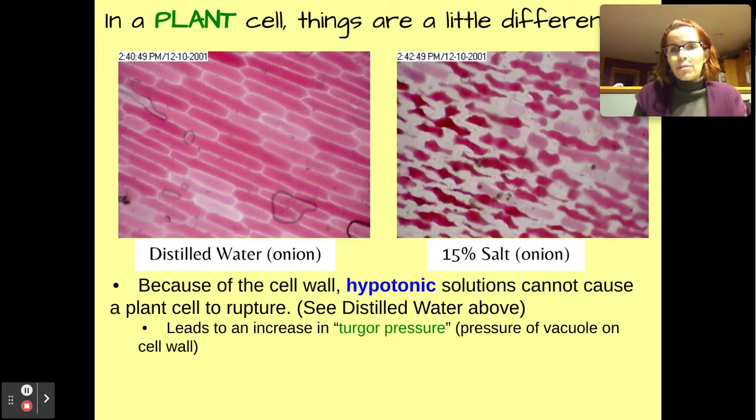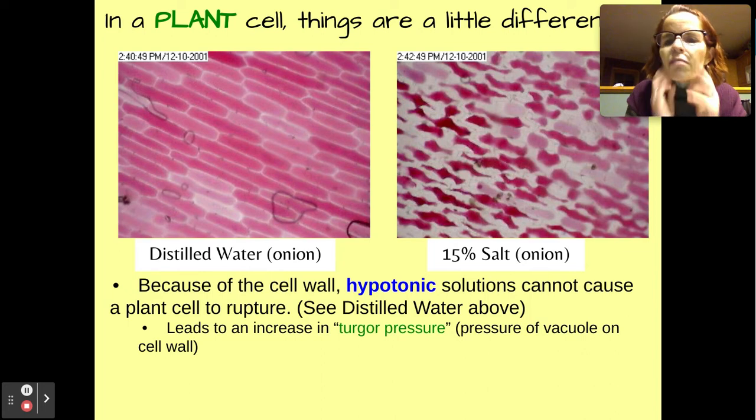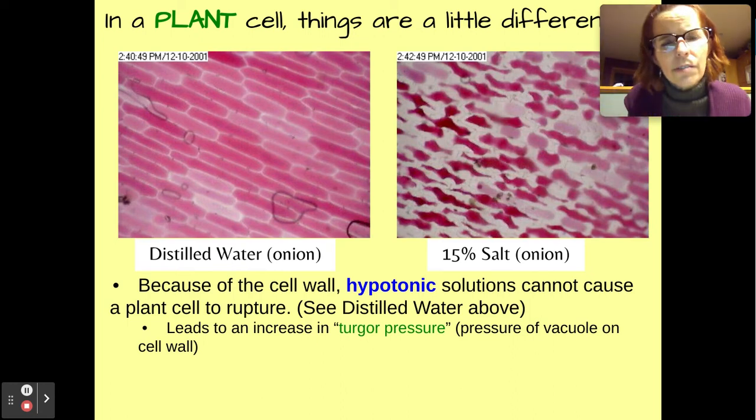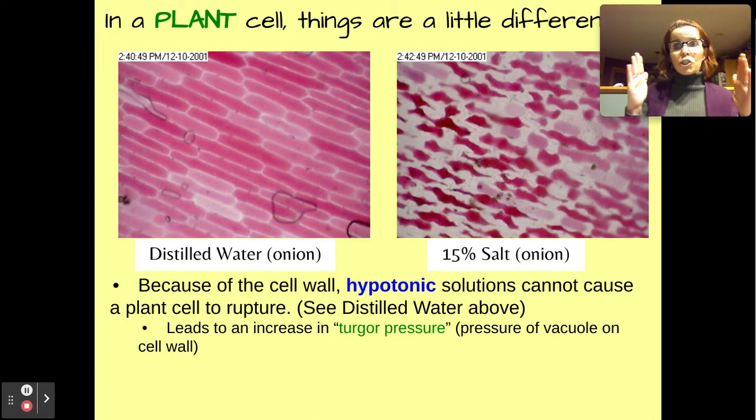And turgor pressure is really good for a plant because plants don't have a skeleton. Your cells are all squishy and soft. You don't have a cell wall. You don't need a cell wall because you have a skeleton, and it allows your body to stand upright, and you're not this pile of mushy cells on the ground. Plants don't have a skeleton, so they count on turgor pressure, this intense water pressure inside the cells, to let that plant stand upright so it can photosynthesize.